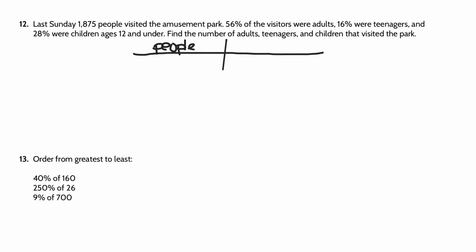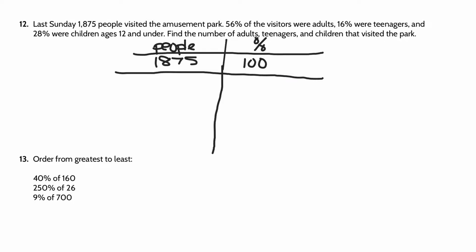And draw this down. Whoops, that didn't work. Let's keep it going. Maybe. There we go. People and percent. We know 1,875 people represent our 100% of the population, but that's not what we're focused on right here.